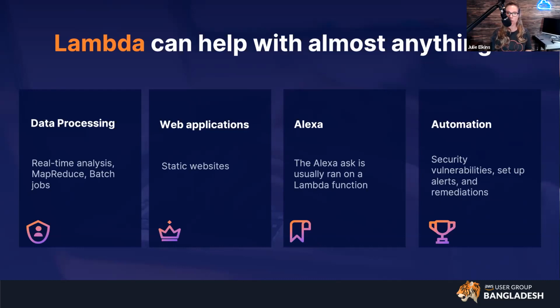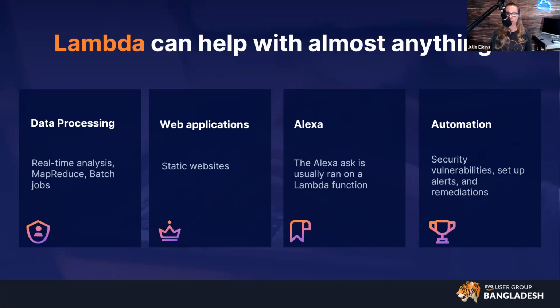A second use case could be for web applications. And we see a lot of companies and people are using static websites, and they use Lambda and API Gateway on the back end to drive a lot of the dynamic elements of their web application. And we're going to be talking about API Gateway in a few minutes also.